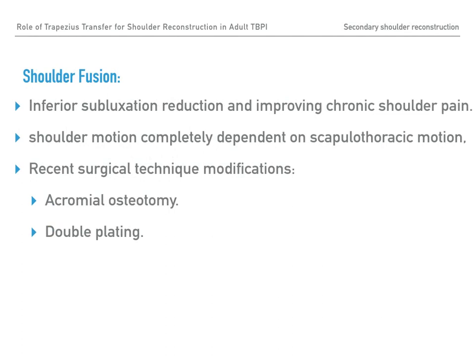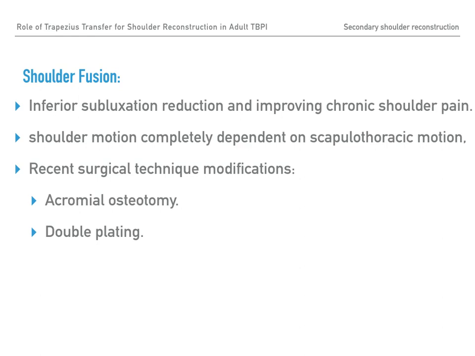For secondary shoulder reconstruction, the first option is shoulder fusion. Shoulder fusion is indicated in inferior subluxation and for improving chronic shoulder pain. However, the main drawback is that shoulder motion becomes completely dependent on scapulothoracic motion, which is deficient in many patients with brachial plexus injuries. Also, hindered self-hygiene, irreversibility of the fusion, and high incidence of fracture should be considered.